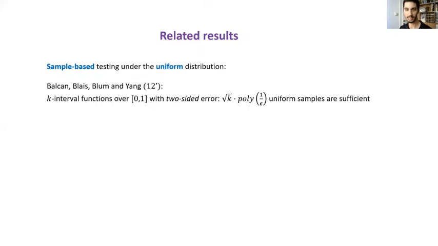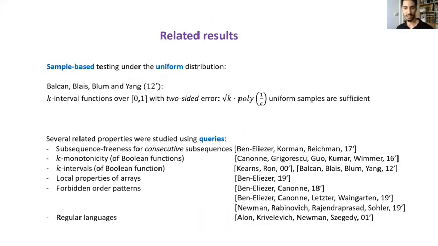About related results, Balcan et al. showed an upper bound of square root of K times poly 1 over epsilon uniform samples for testing K-interval functions over [0,1]. This is with two-sided error. And several other related properties were studied using queries, like K-monotonicity, forbidden order patterns, and many more. You can see our papers for a much more detailed related results section.